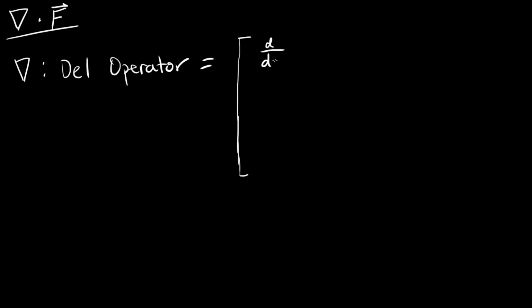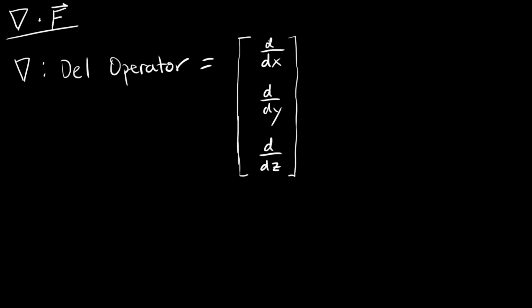The first symbol is the del operator, and the del operator will be a vector of derivatives in each one of the base coordinates. So let's say that we're dealing in a 3D coordinate space with x, y, and z base coordinates, then we will have a derivative in each one of those base coordinates. So ddx, ddy, and then ddz.